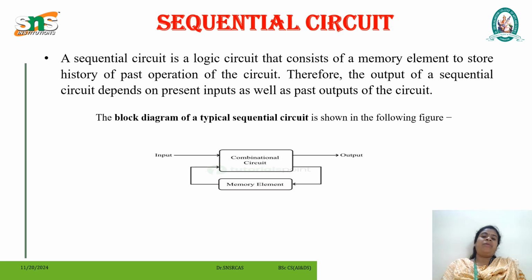The block diagram of a typical sequential circuit is shown in the diagram below. Here it can be seen that the sequential circuit is basically a combination of a combinational circuit and a memory element. The combinational circuit performs a logical operation, while the memory element records it. In this operation, the history is then used to perform various logical operations in future.